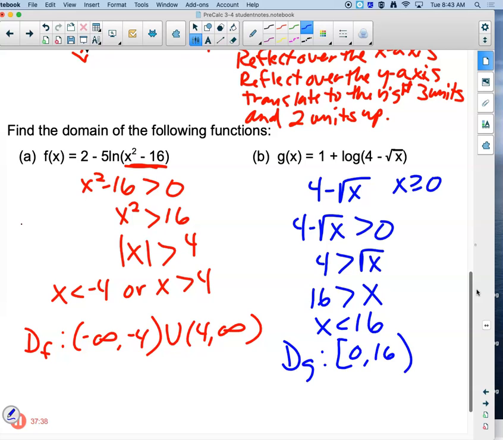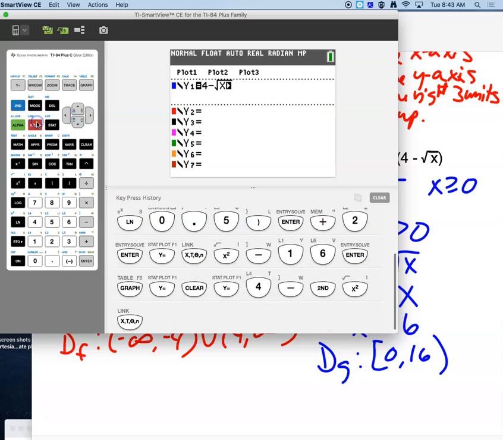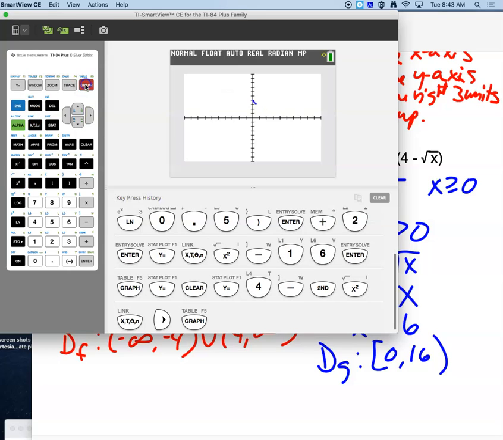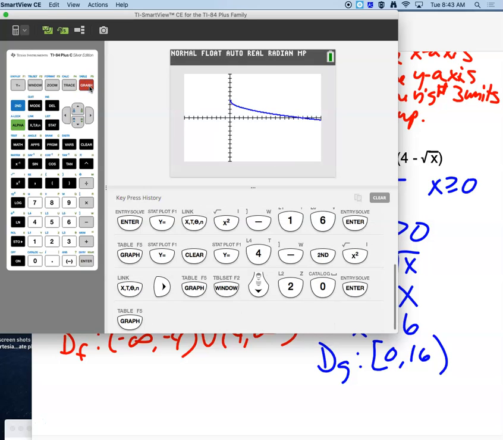Now, here's why I said this one does really help to see it graphically. So let's graph 4 minus the square root of x. And we can see from 0, we're not out to 16 yet. We could change our window here. That's the portion of the graph that's going to be above the x-axis. So we can use it graphically as well.